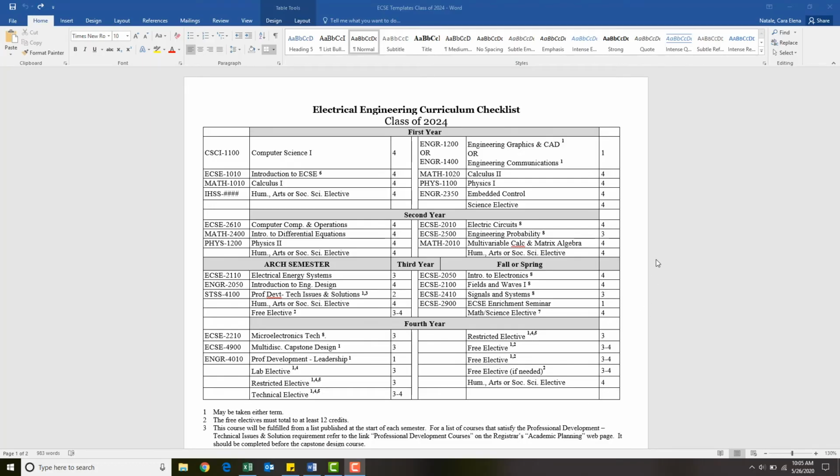Now let's look down the template and see some other options you might have, whether it's because you already have Computer Science 1 credit or you want to make a switch with Intro to ECSE. So, looking at the spring semester, you could potentially move up your 1 credit class, which is either Engineering 1200 or Engineering 1400.